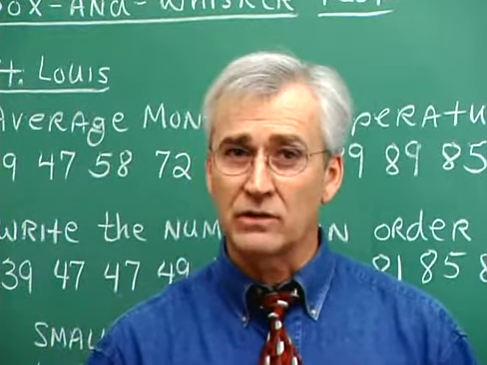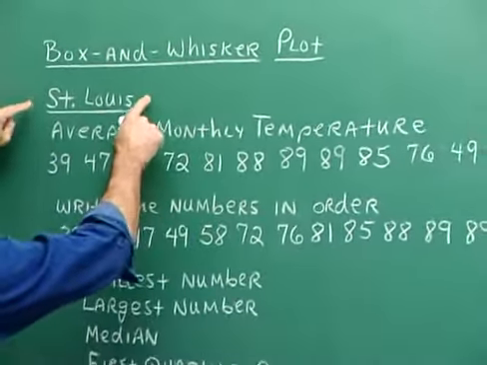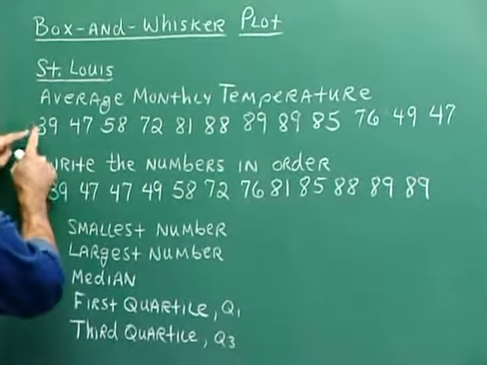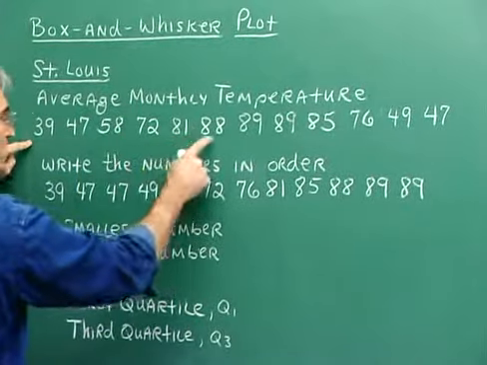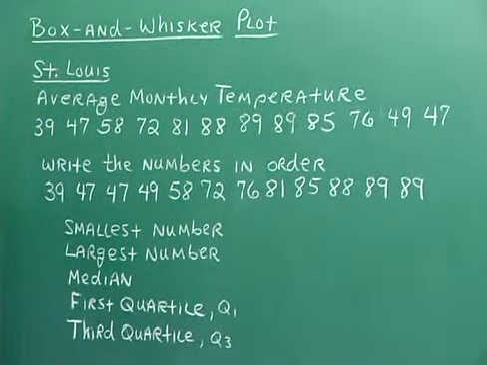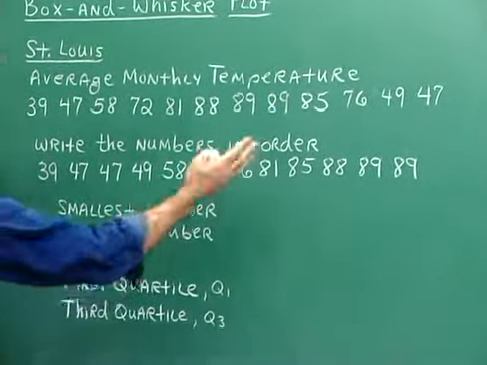And here's how that is accomplished. Suppose we take the temperatures of St. Louis, the average monthly temperature. This would be January, February, March, April, May, June, and so on for every month of the year in St. Louis. And then we arrange these numbers in a particular way. We want to write the numbers in order.